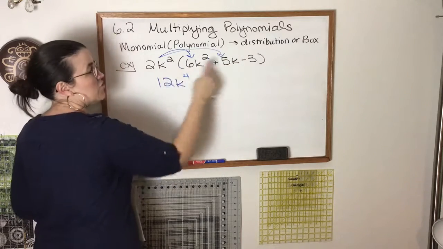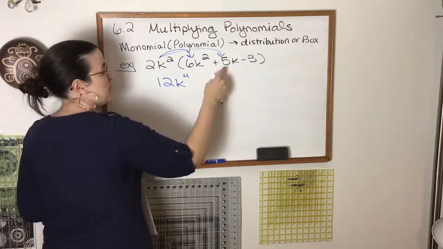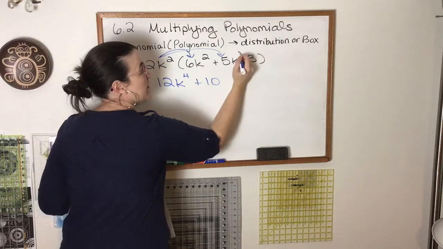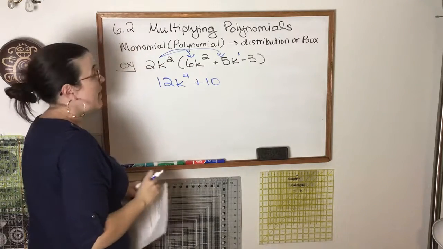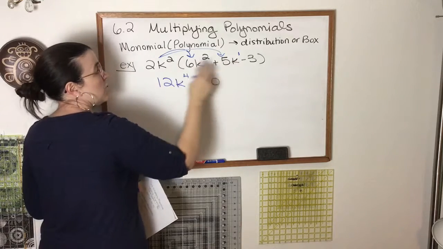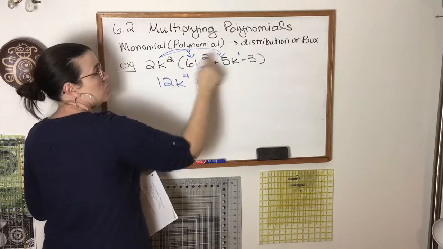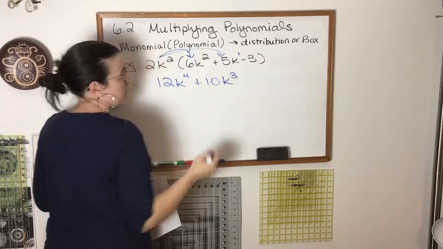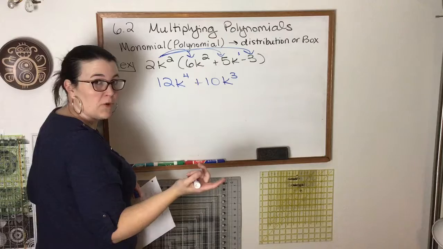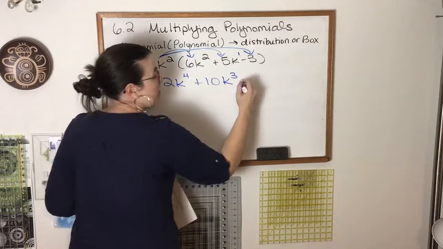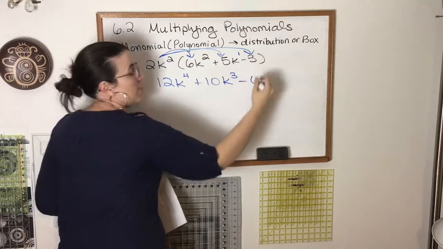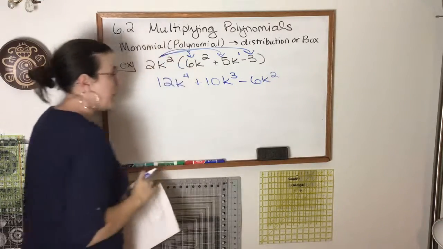Then you go ahead and you distribute to the next term. 2 times positive 5 is positive 10. This k, remember, has a little invisible 1 on it. So when you take k to the second and k to the first and multiply them, the powers add. So 2 plus 1 is 3. And then the very last one, even though this one has no k, you'll still multiply. You'll take 2 times negative 3, which is negative 6. And then the k squared doesn't have anything to multiply with, so it just comes along for the ride.